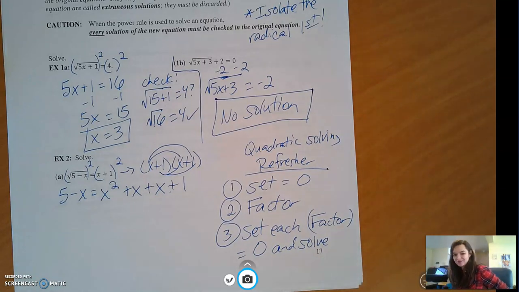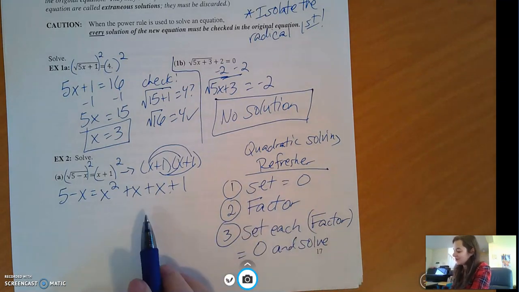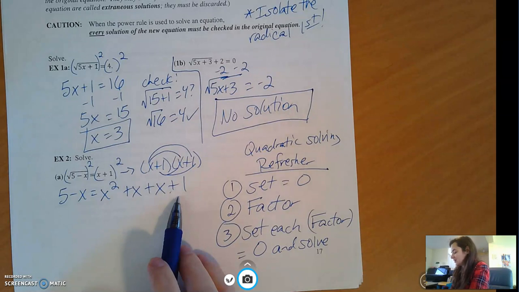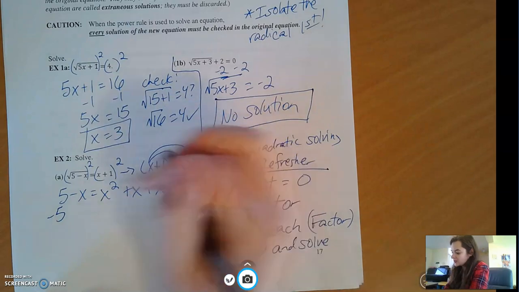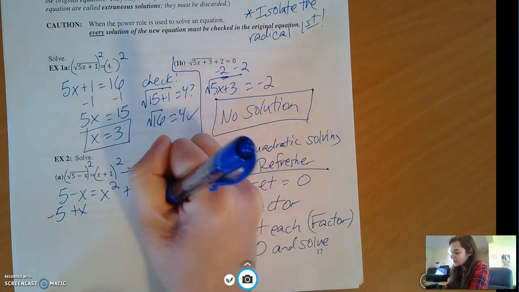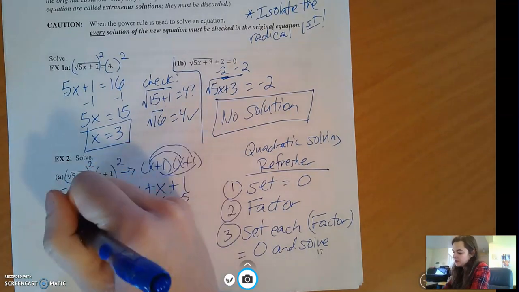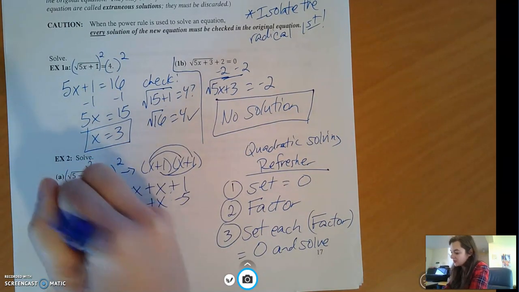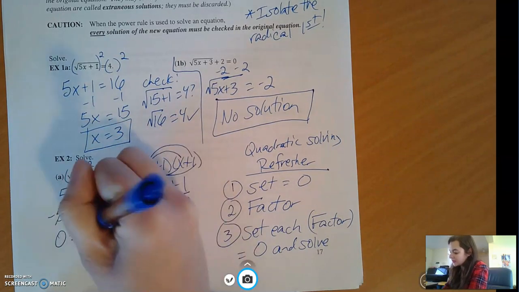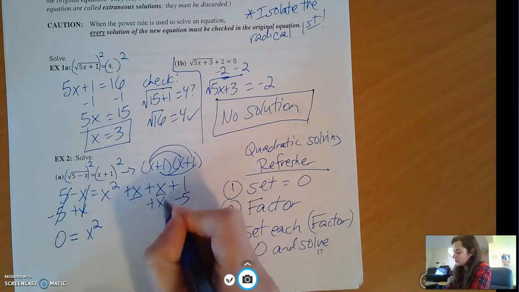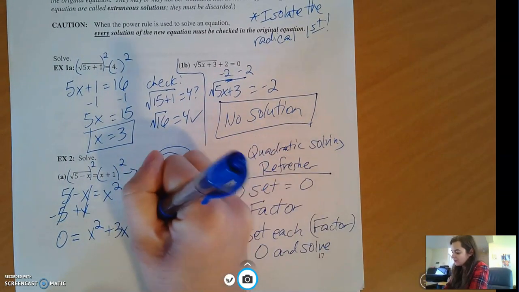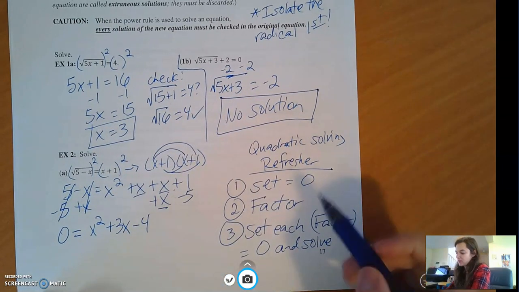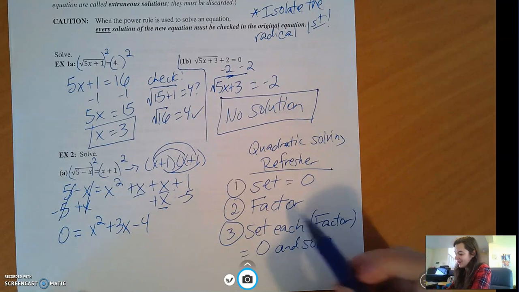Alright, so now that we've done our little refresher, let's actually do it. So first thing is setting everything equal to 0. For us, most of the stuff is on the left, so let's just keep it over there. So I'm going to subtract 5 from both sides and add x to both sides just to get everything together. Then I will have a 0 on the left side. On the right side, I'll have an x squared. With the x's, I've got 1, 2, 3 x's, so plus 3x. And 1 minus 5 would be negative 4. So, step 1, complete. Now we're ready to factor it.